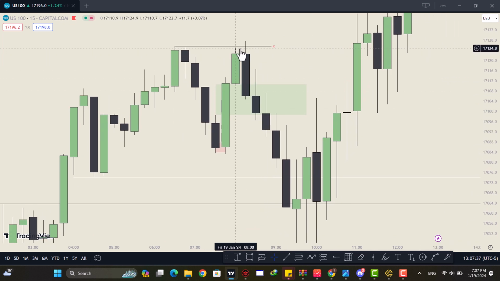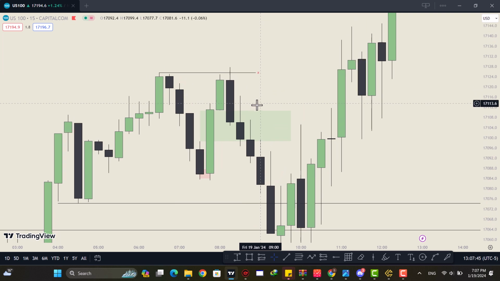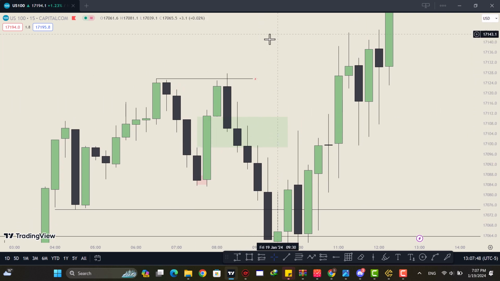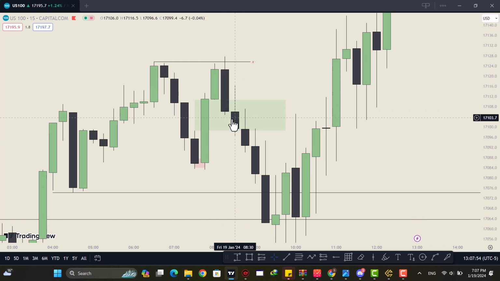So what do we have? We have an expansion higher. That expansion left a fair value gap, a bullish fair value gap. So the ideal scenario, if price wants to continue up, is that it needs to respect this fair value gap. The candles would stay on this fair value gap, maybe the wicks go through this order block and then push higher. But this is not the case for us.